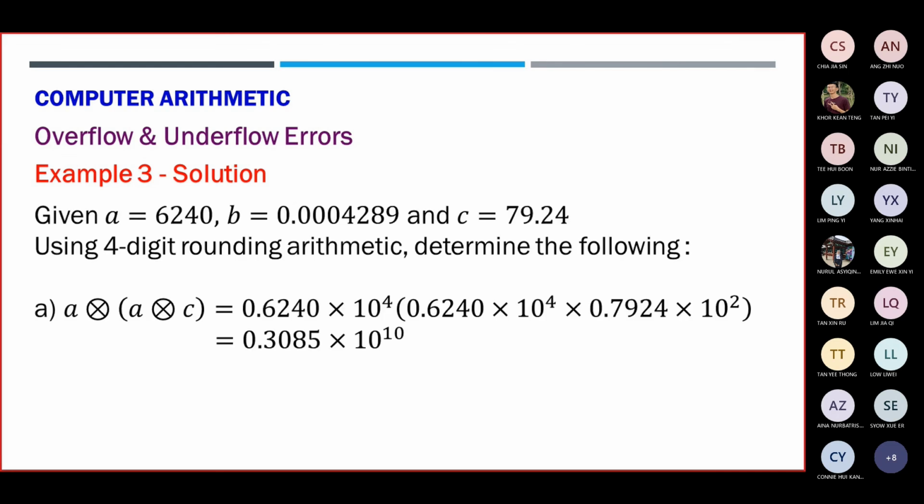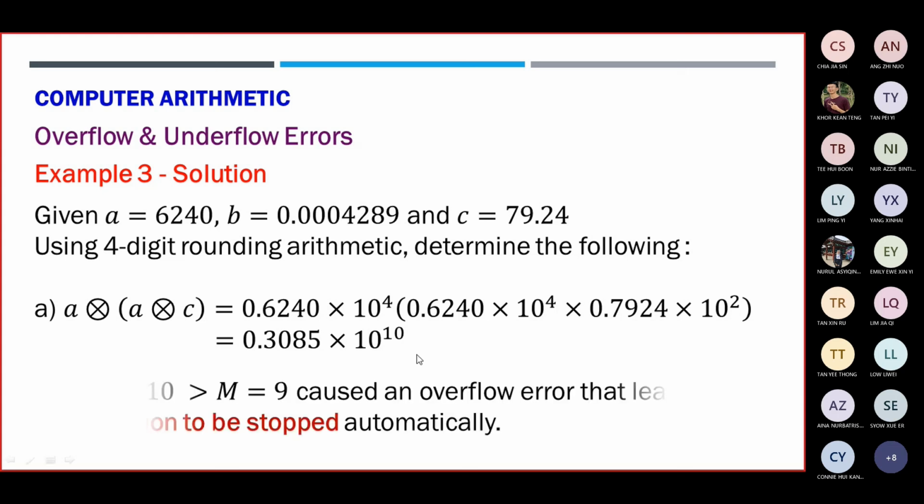I think it is overflow error. Okay, why? Because the n is more than 9. Okay, what will happen actually if it is more than that? I don't know. Okay, that's fine.